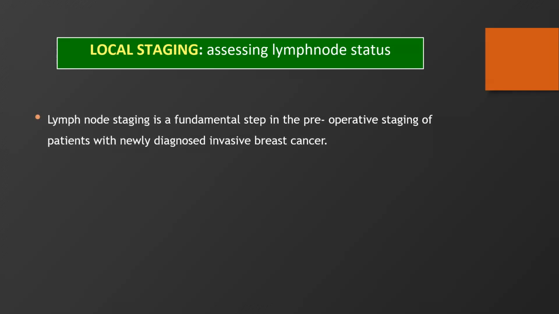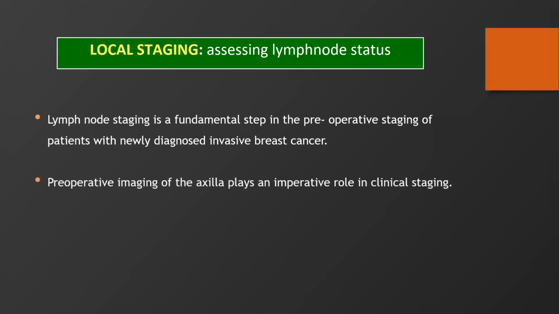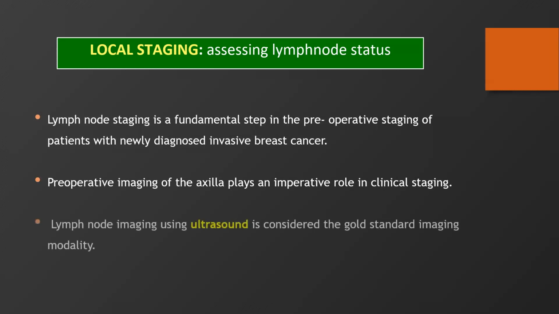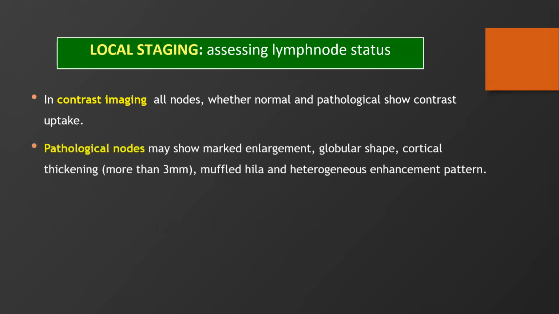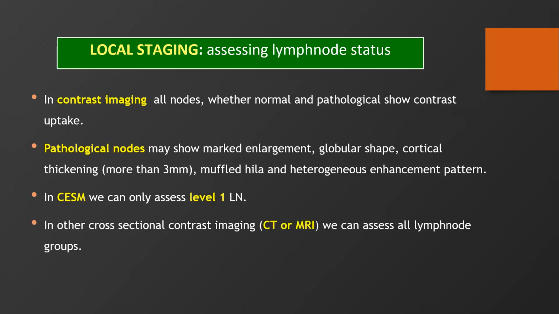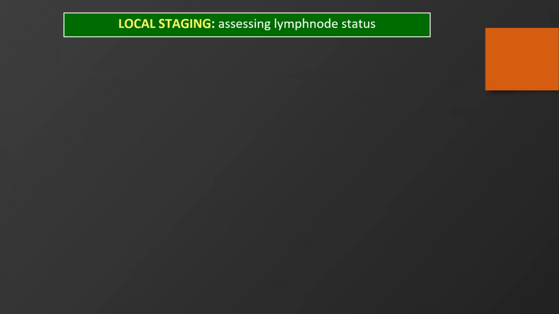Lymph node staging is a fundamental step in the preoperative staging of patients with newly diagnosed invasive breast cancer. Preoperative imaging of the axilla plays an imperative role in clinical staging, and up to now, ultrasound is the gold standard technique in assessing the axilla. In contrast imaging, all nodes, whether normal or pathological, show contrast uptake. Pathological nodes may show marked enlargement, globular shape, cortical thickening, muffled hilum, and heterogeneous enhancement. In contrast mammography, unfortunately, we can only assess level 1 lymph nodes, while in other cross-sectional contrast imaging like CT or MRI, we can assess all lymph node groups.